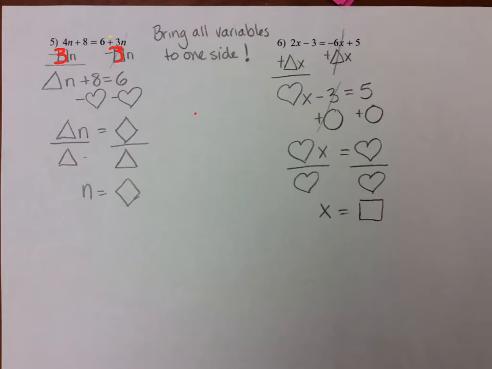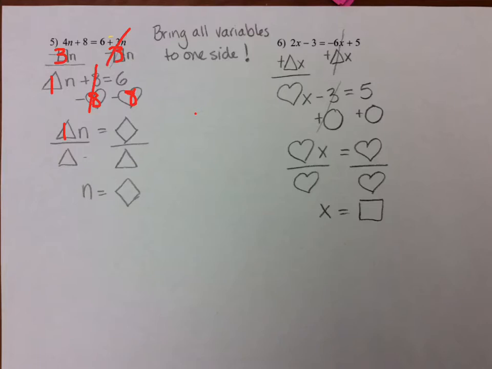So now I'm going to do my math. 4n minus 3n is going to give me 1n. Plus 8 equals 6, because the 3n and the negative 3n canceled out. Now I've got to get the n by itself. I have this plus 8 on it I want to get rid of, so I'm going to minus 8 on both sides. So my heart becomes 8. Then I'm going to bring down my 1n. My 8s are going to cancel out. And I'm going to have 6 minus 8.